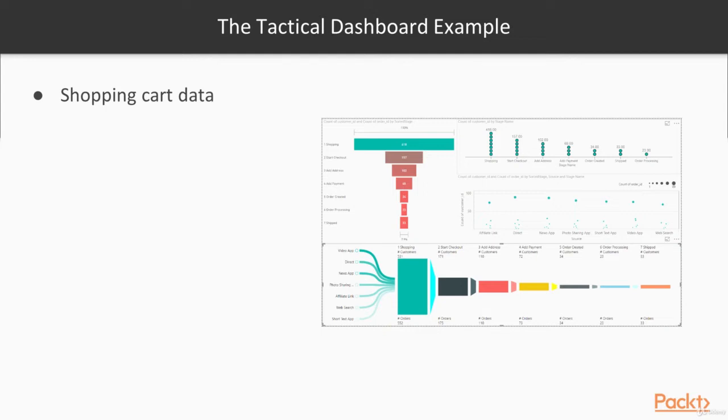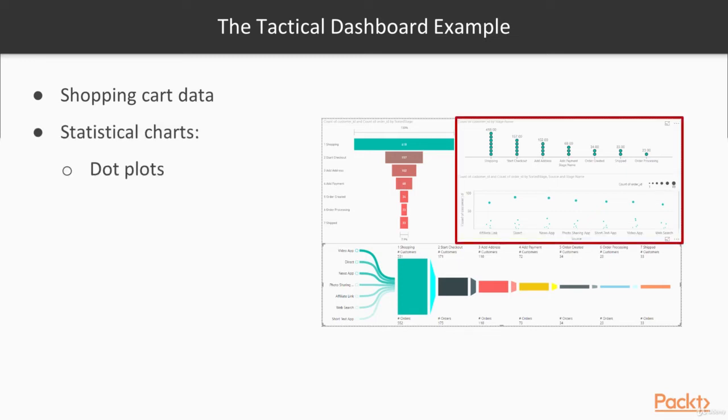We'll look at where, both in the world and on the internet, our e-commerce customers are coming from, and how far they are getting in our shopping cart process. Users often give up before their order is shipped, and the purpose of this tactical dashboard is to help managers understand why. We'll start with some statistical charts.